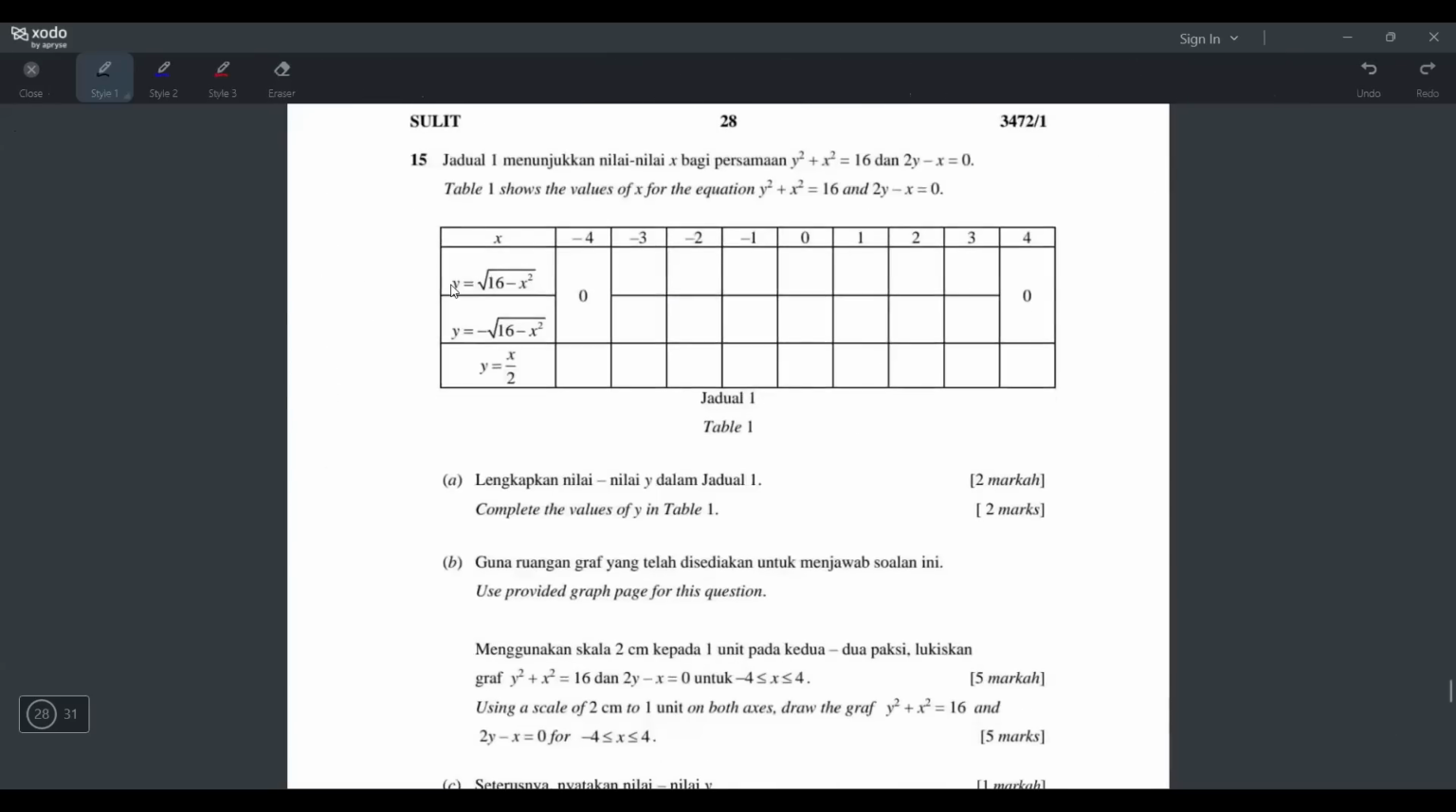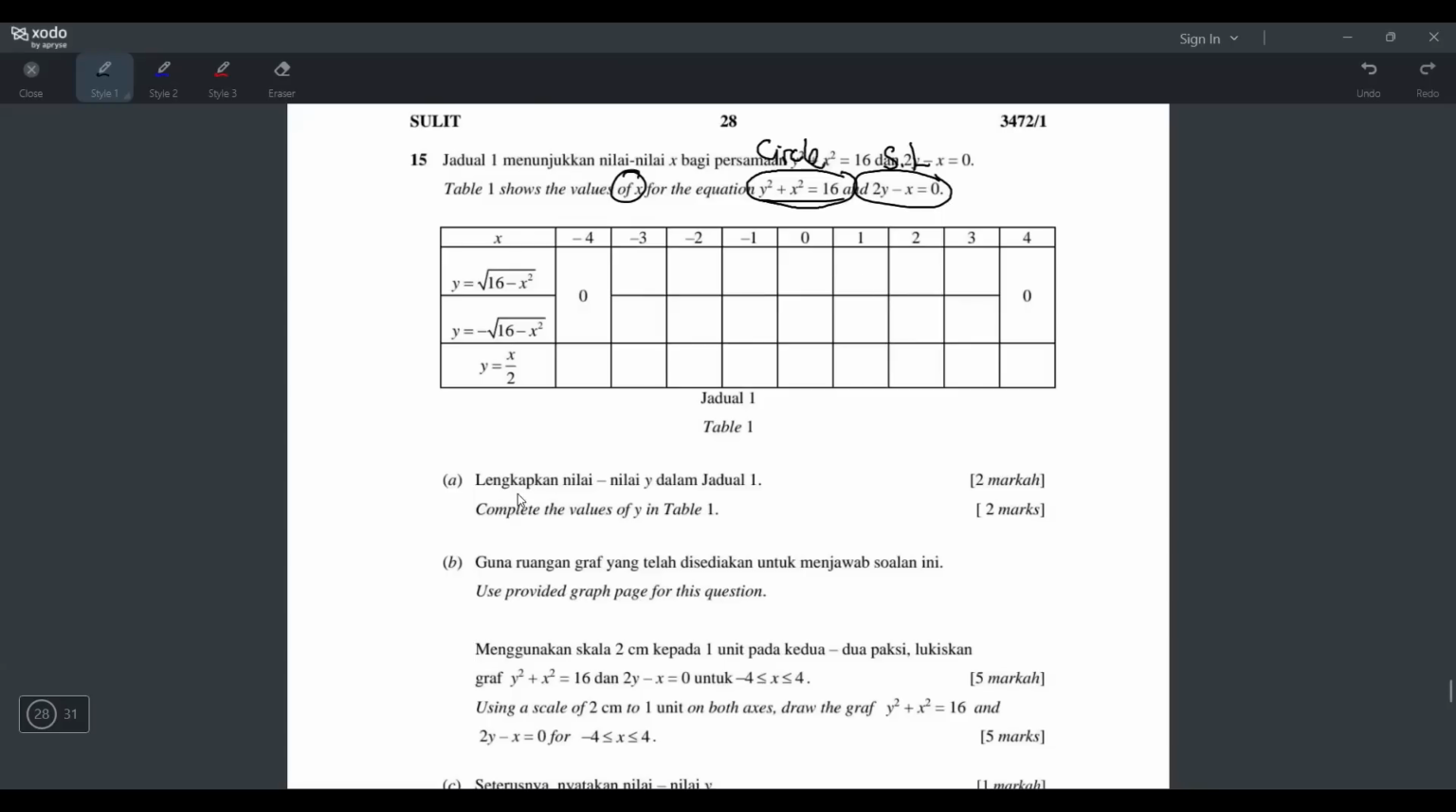Okay, number 15. This is the last question, last part. Table 1 shows the values of x for this equation and 2y minus x equals 0. Okay, you need to know something. If the equation has x square, y square, it's a circle, because you learned in locus already, right? When you find locus, sometimes they will ask you to find the equation of a circle. And the equation of a circle looks like this: x square, y square, other x, y, number, like that. So this is a circle. And this one is a straight line.